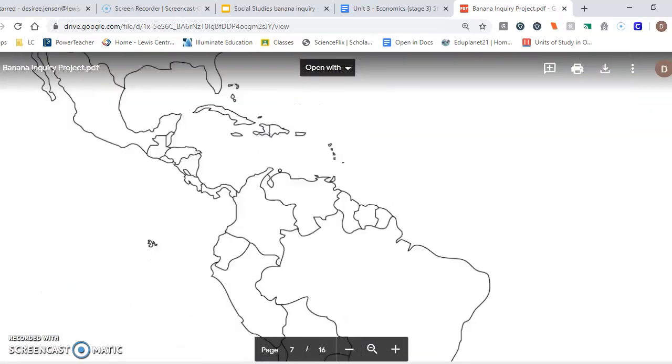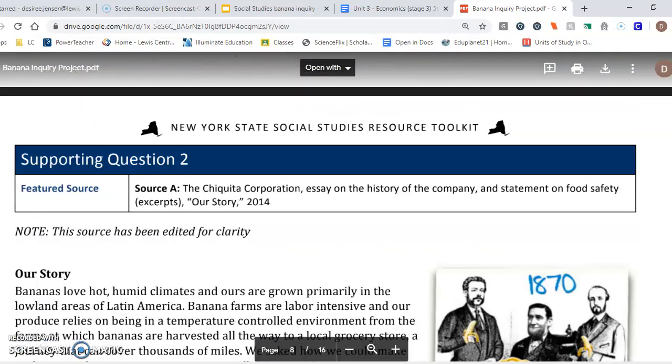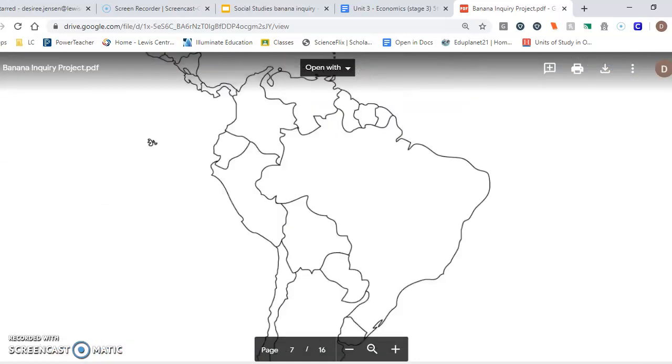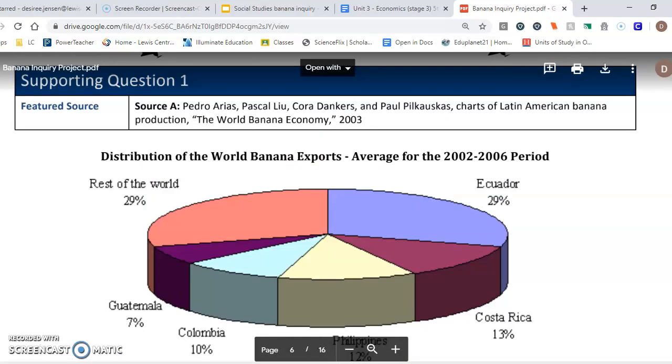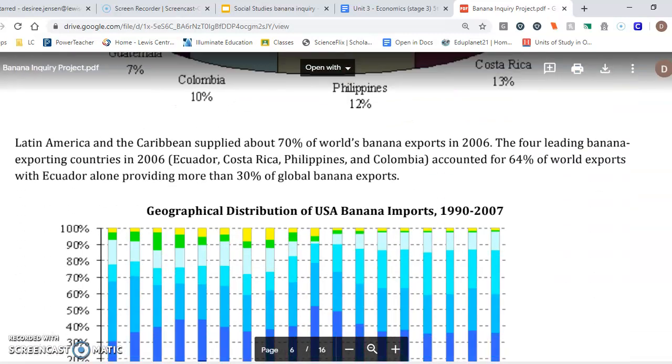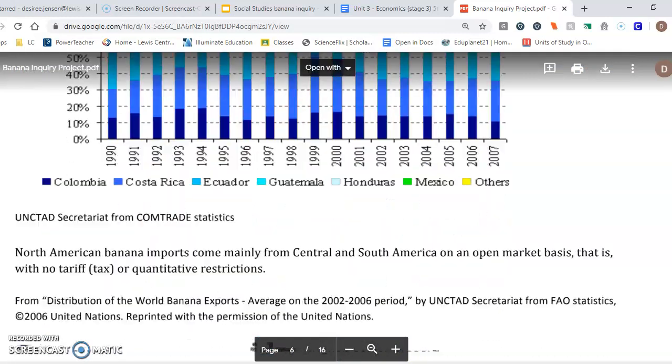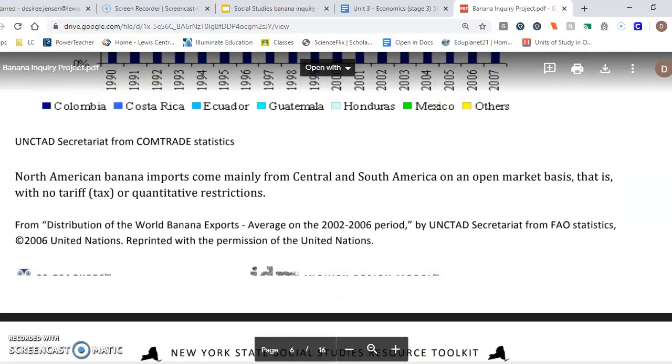That's all I want you to do today. I want you to get familiar with looking at this data again, and find those countries on a map. Then when we come back tomorrow, or the next time you continue the next part of this, we'll continue this investigation, having that understanding of where the bananas are being exported from.